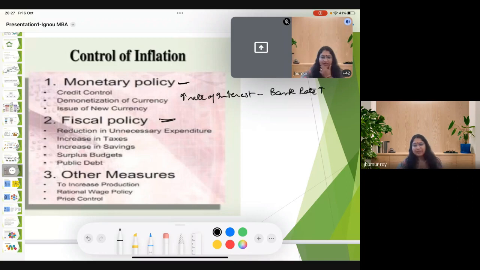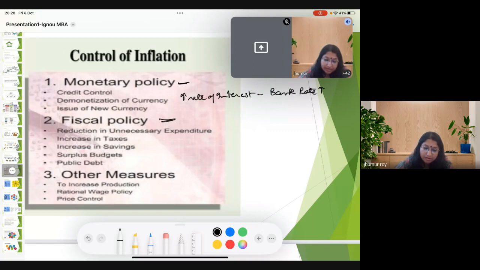So when it becomes more expensive, people will not want to take loans. Then the money supply will come down, and naturally the demand for goods will go down. The second is that you will not issue new currency. So you will stop printing more notes, and you will not want to take out more currency. So that is the second thing that you are going to do.